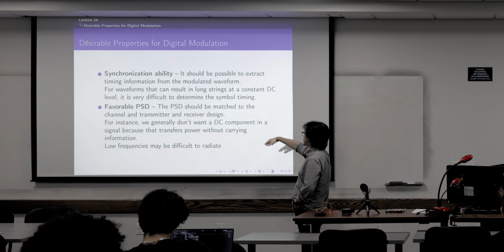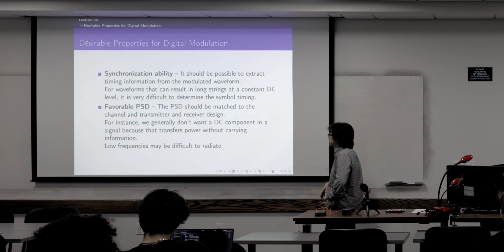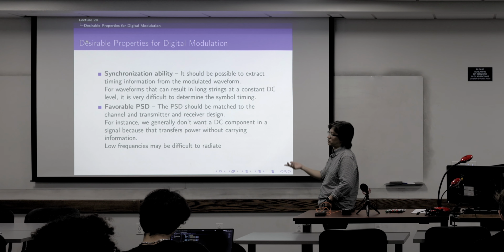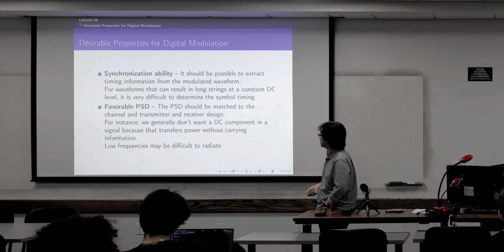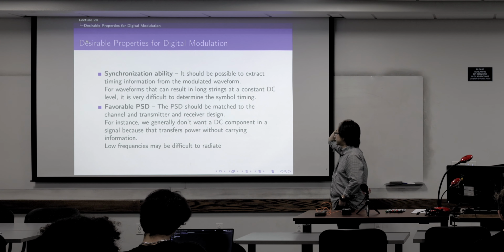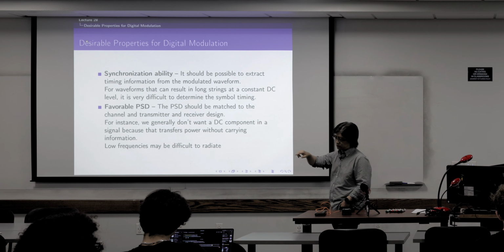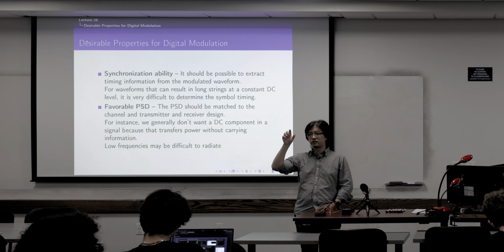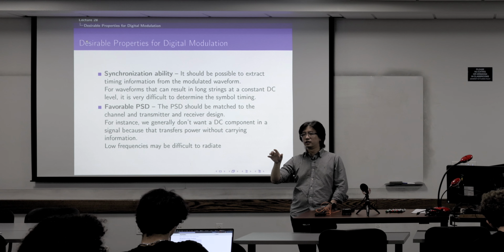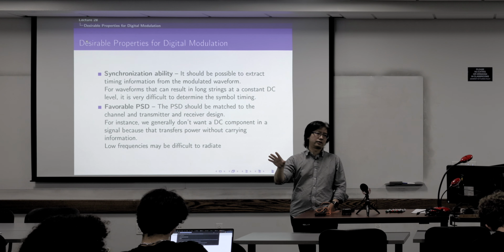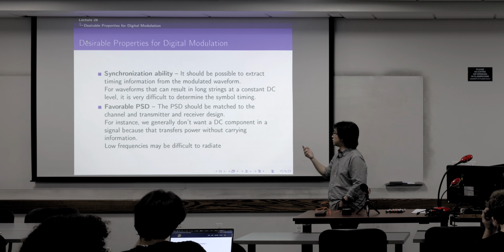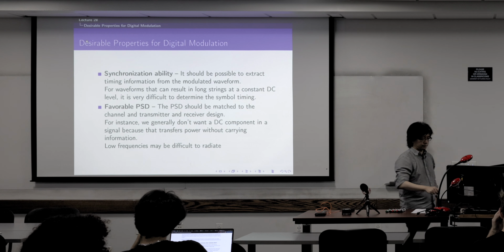Also, we generally don't want a DC component in that, because the DC component does not carry any information. The other thing is that we need to look at what the channel looks like, and then design the power spectral density to make a signal that can pass through the channel. Normally, if the frequency is very low, then it's not easy to radiate.